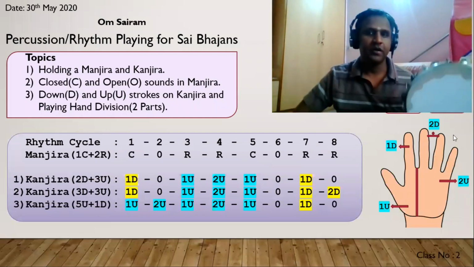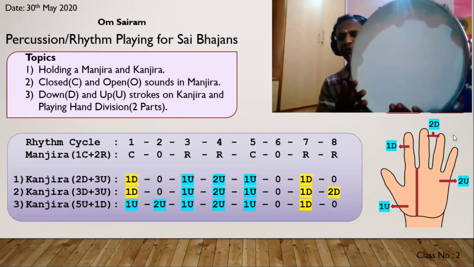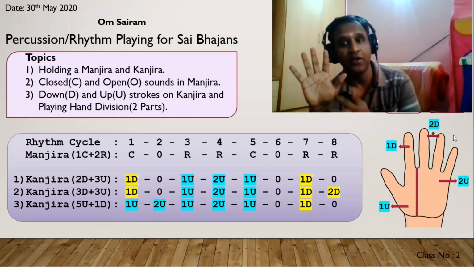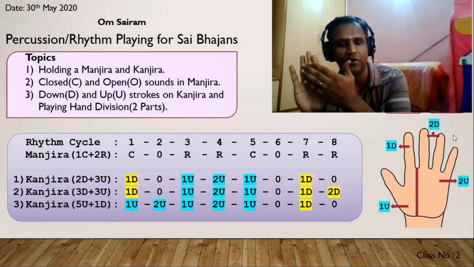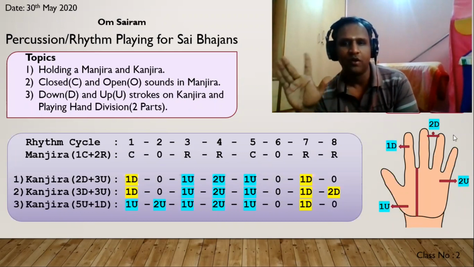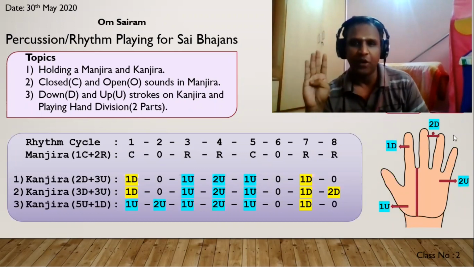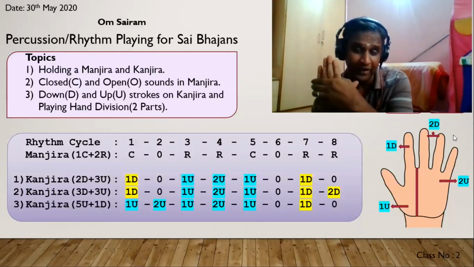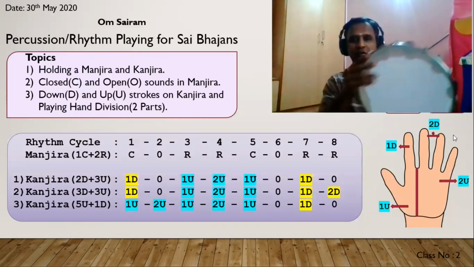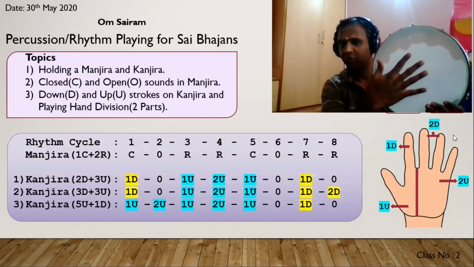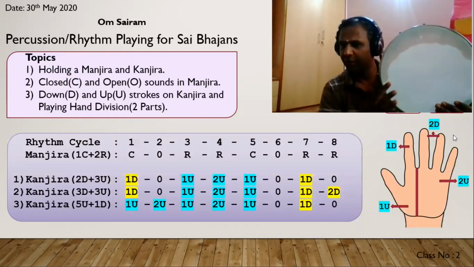So Kanjira, you have majorly only 2 sounds. One is down and one is up. Remember that. On your hand, you're dividing your hand into 2 parts majorly, for down strokes and up strokes. When you're playing down, you're only using your fingers. You're not using your palm. You're only using the fingers when you're playing down strokes. You cannot play like this. You only play with fingers.